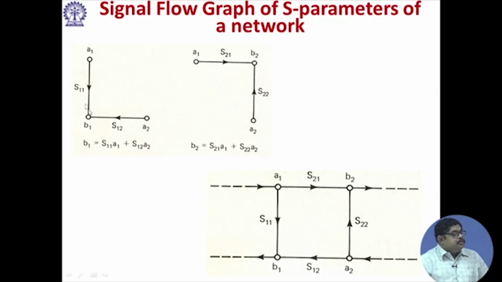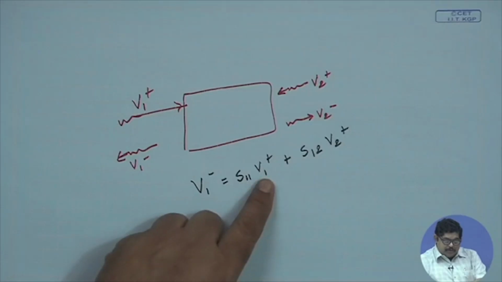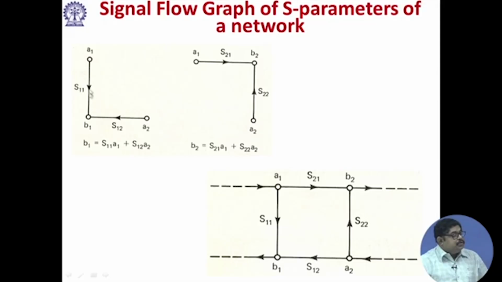B1 here. So, from A1, this V1 plus, I am getting S11, that is why S11 A1. From A2, that means V2 plus, I am getting S12. So, this is the representation of B1. As the last rule said, that value of this node is the sum of the branch values that are coming here. Now, branch value, this branch S11, A1 into S11 plus A2 into S12 will be B1. So, these two are entering. If another was entering, another plus would have been there.